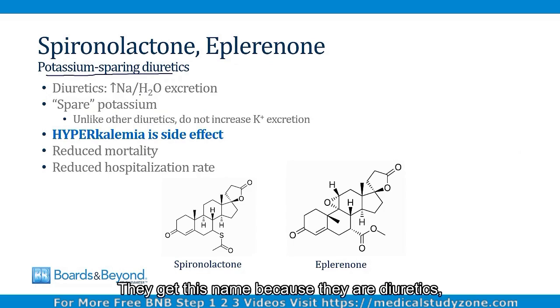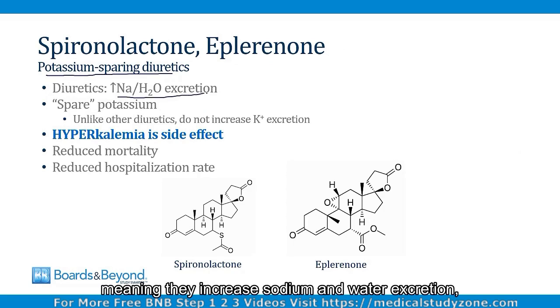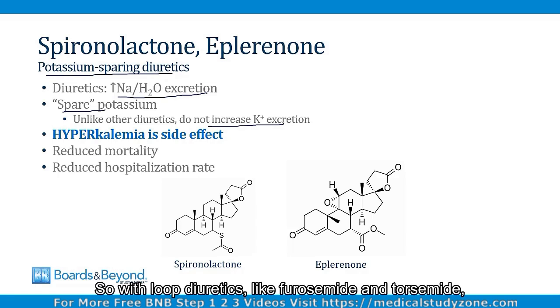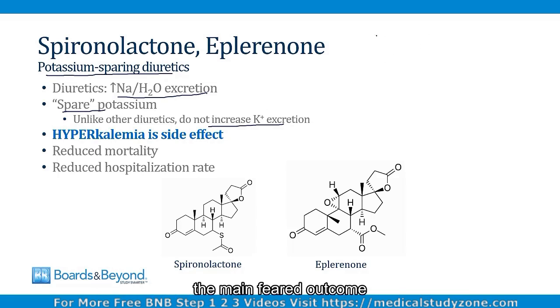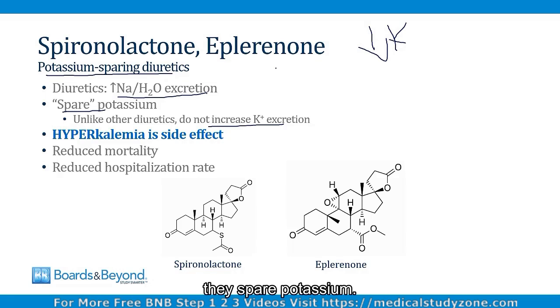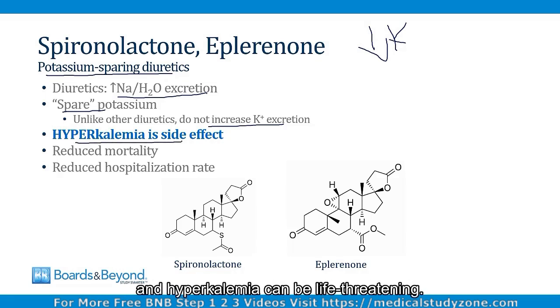They get this name because they are diuretics, meaning they increase sodium and water excretion, but they spare potassium, which means unlike other diuretics, they do not increase potassium excretion. So with loop diuretics like furosemide and torsemide, the main feared outcome in terms of electrolytes is hypokalemia. But with drugs like spironolactone and eplerenone, they spare potassium, so in this case, hyperkalemia is a side effect. And hyperkalemia can be life-threatening.